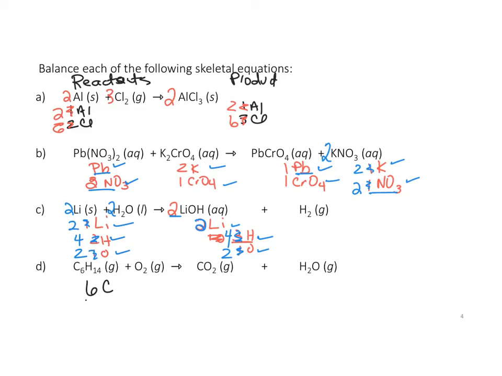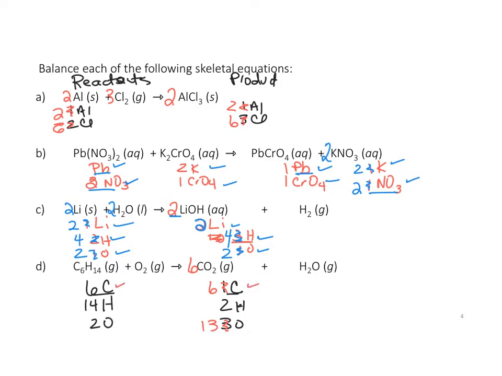We have 6 carbons, 14 hydrogens, 2 oxygens. Over on the product side, we have 1 carbon, we have 2 hydrogens, and we have 1, 2, 3 oxygens. So that's our inventory. What can we do to get the carbons to equal? We could put a 6 in front of the carbon dioxide. Now we have 6 carbons, and now we have 12, 13 oxygens.